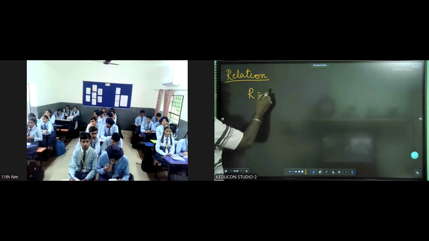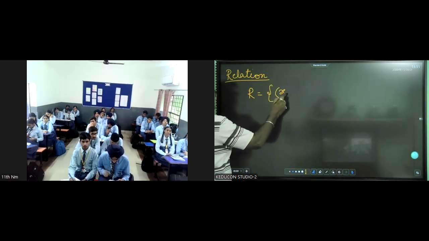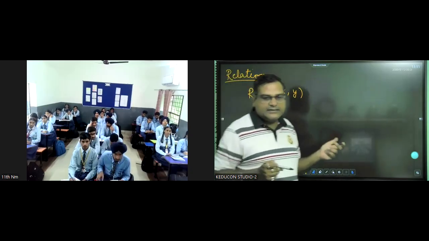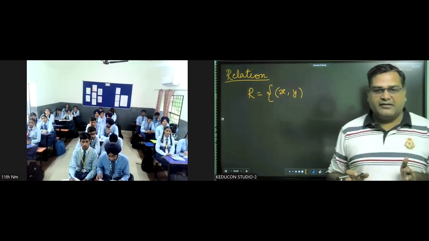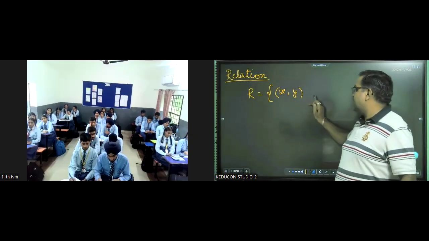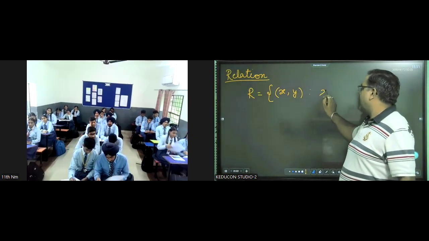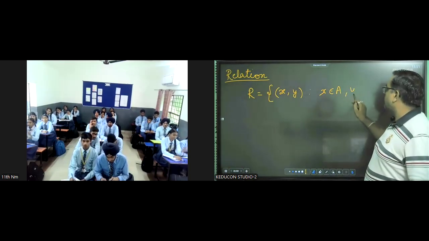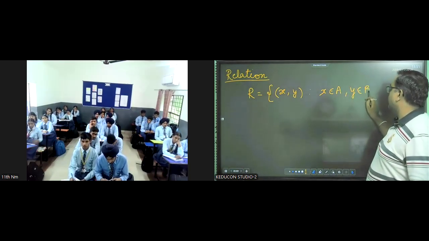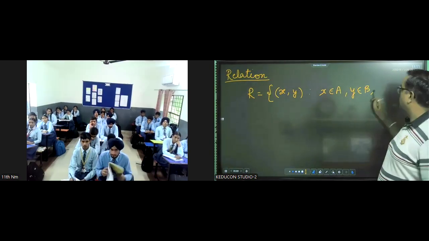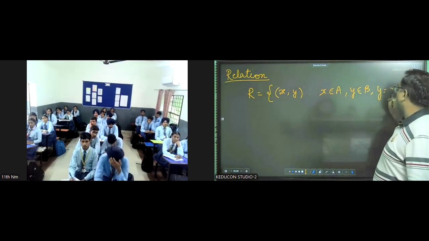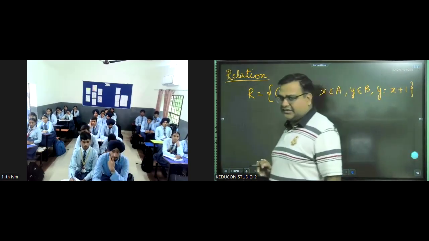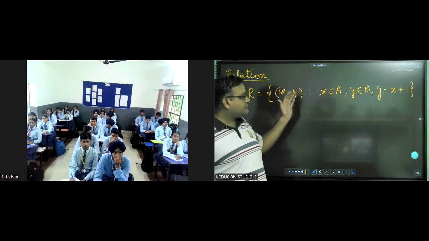In mathematics terms, what we define as a relation between two sets is represented as an ordered pair, right, of x and y, where x belongs to the set A, the first set, and y belongs to the set B, and they have some relation. For example, what is the relation? y is equal to x plus 1. So this is a relation.